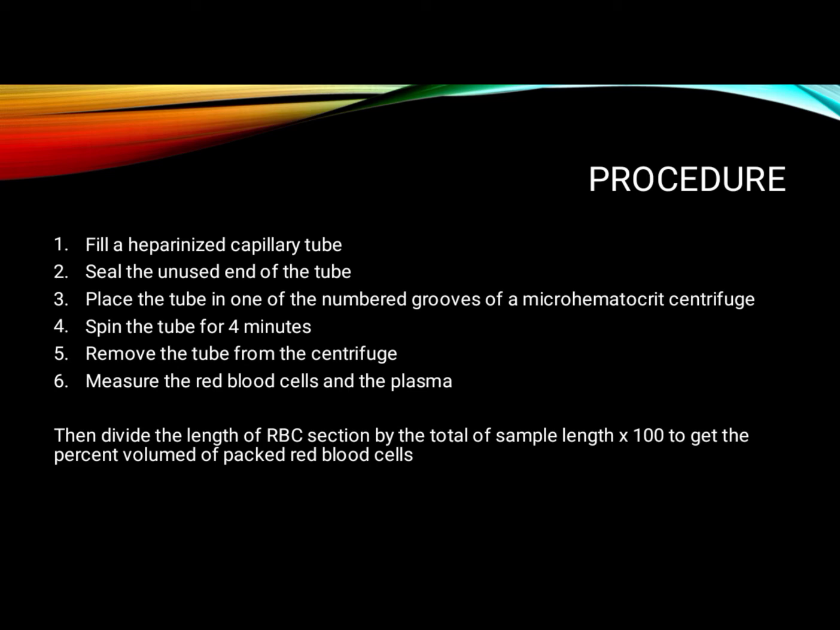First, you need to fill a heparinized capillary tube. Second, seal the unused end of the tube and place the tube in one of the numbered grooves of the microhematocrit centrifuge. Spin the tube for about 4 minutes and then remove the tube from the centrifuge and measure the red blood cells and the plasma. Then divide the length of the RBC or red blood cells section by the total sample length times 100 to get the percent volume of packed red blood cells.